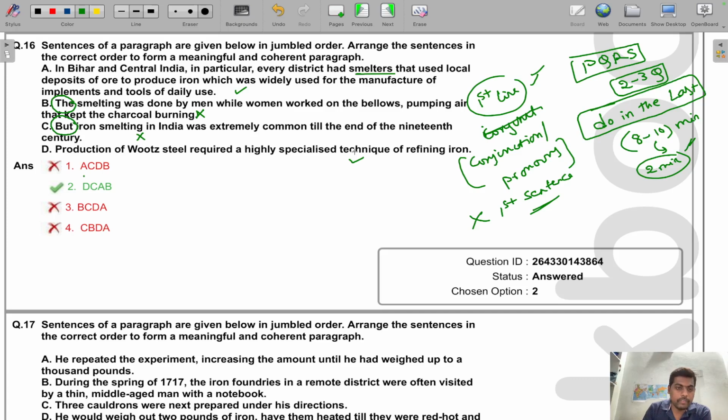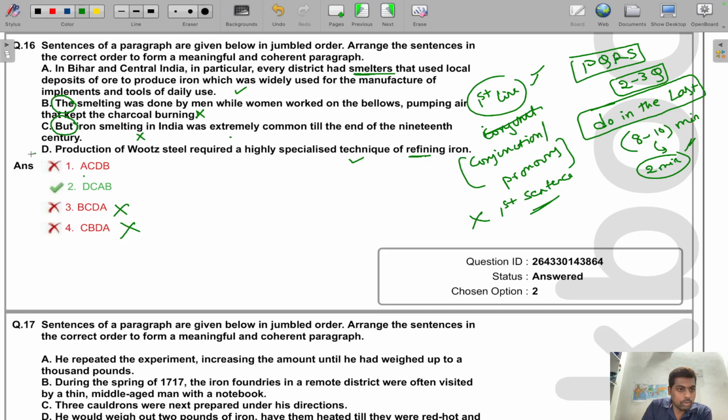Now there is a tie between two, A and D only. Remaining can be eliminated directly. Now if you see here, they are mentioning smelters, but here they are mentioning the production of wood fuel, which requires a highly specialized technique of refining iron, but iron smelting in India was extremely common.